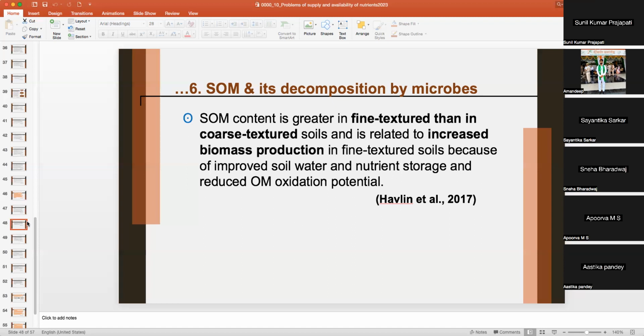The number one reason is improved water relations in clay soils. Availability of water is adequate compared to coarse texture soil, where there may be deficiency of water for plant growth. So here sufficient water is available. The cation exchange capacity is also high, so there is more nutrient availability in this case. And further, the decomposition rate of organic matter is also low. Therefore, fine texture soils have more organic matter than coarse texture soils.